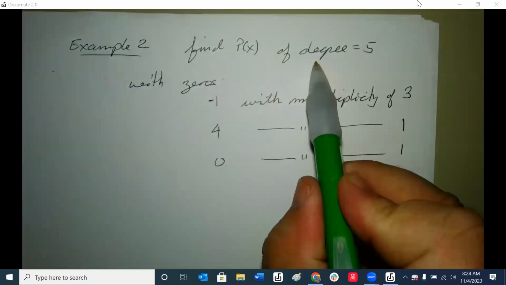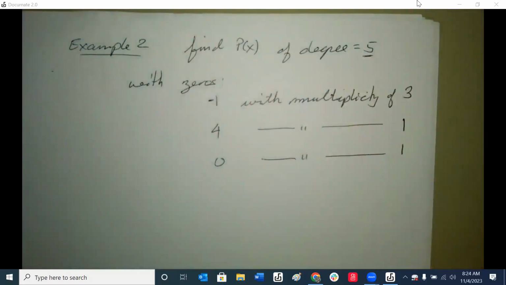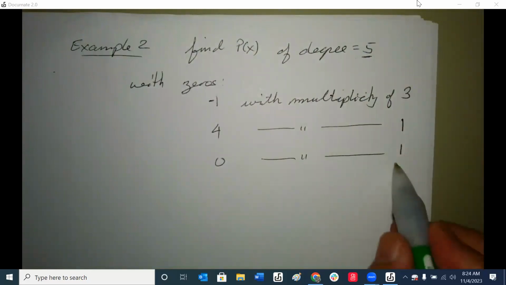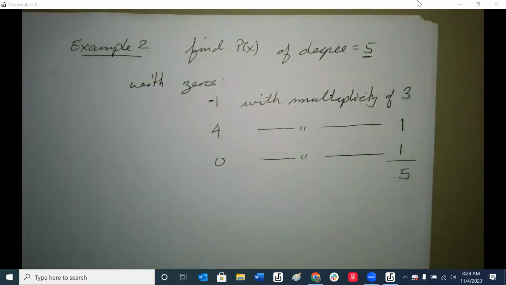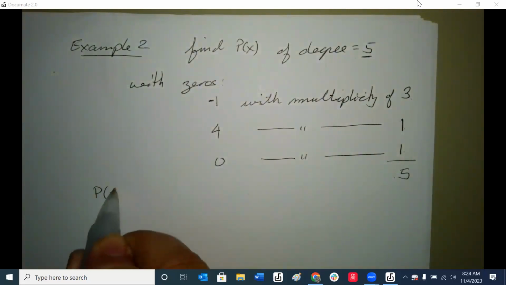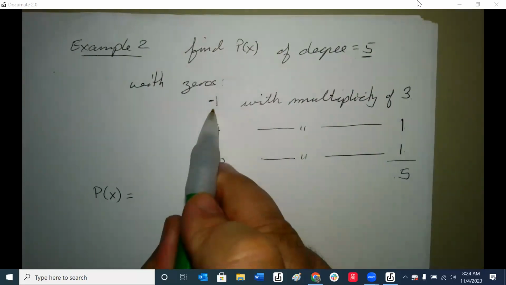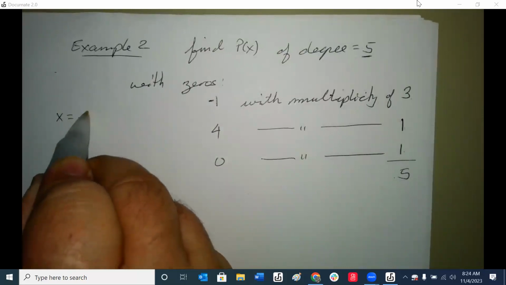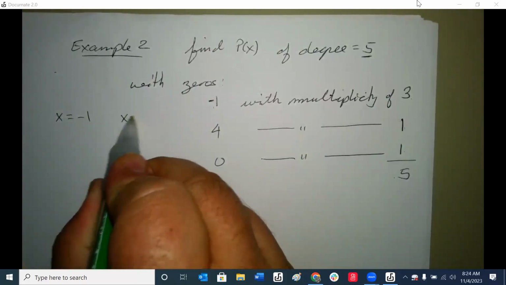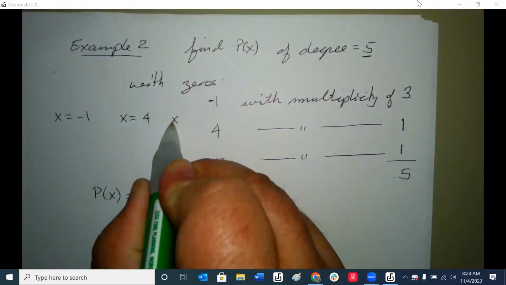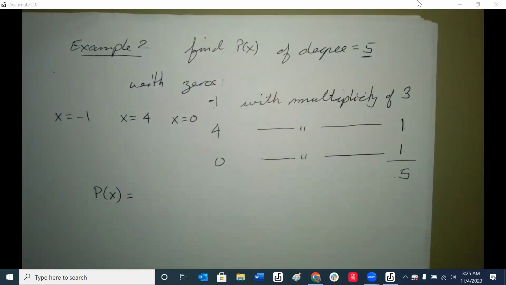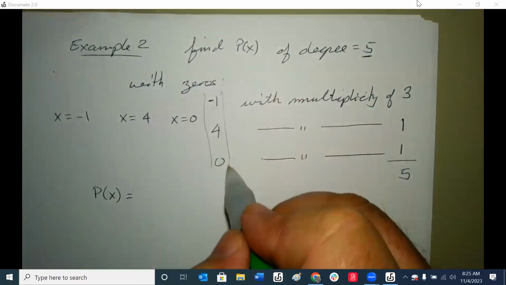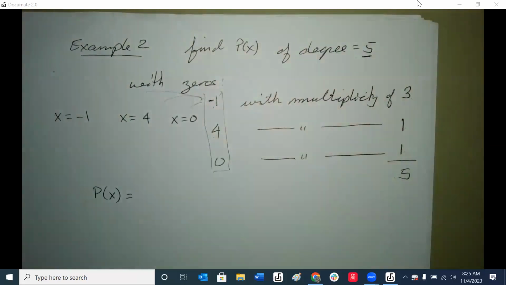So we have a polynomial P of x of degree 5. Again, 5 tells us the number of answers we're supposed to have. And if we add up our multiplicities, 3 plus 1 plus 1, we get 5. That's a good check. So we're supposed to find a polynomial that has our zeros at x equals -1, at x equals 4, and at x equals 0. That's what these tell us. Okay, so that's the first step.